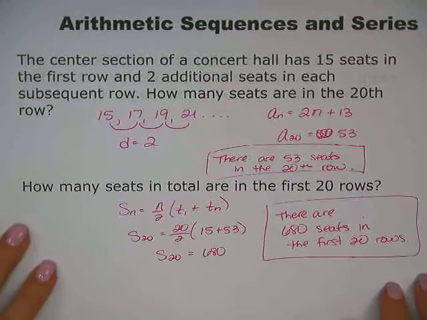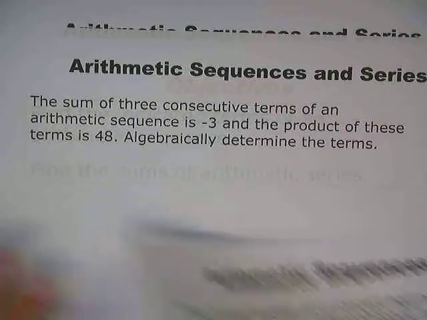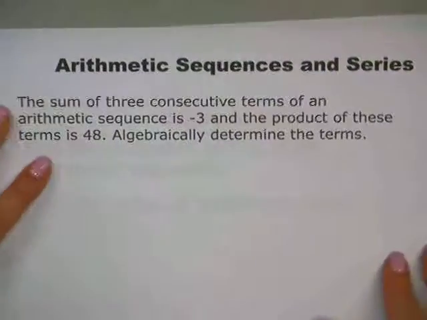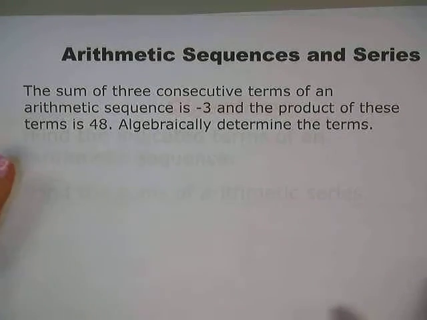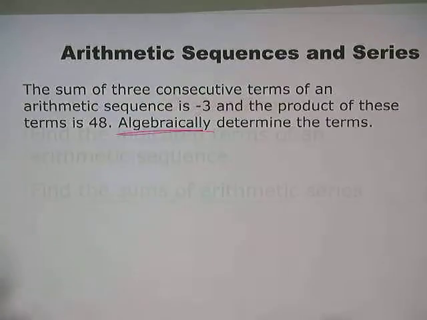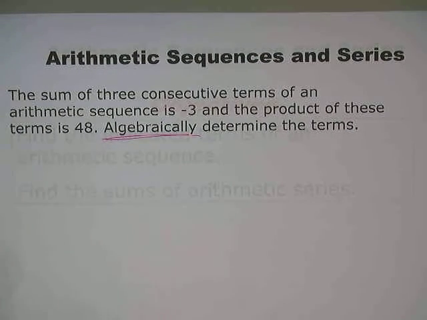All right, so one last example of the day, and then our lesson will be complete. The last example is a little bit tricky. The sum of 3 consecutive terms of an arithmetic sequence is -3. The product of these terms is 48. Algebraically determine the terms. Again, algebraically. If this were a quiz or test question, guess and check is not algebra. I want to see the algebra.